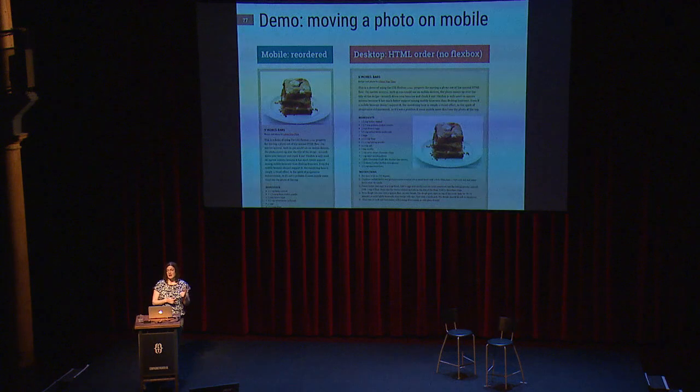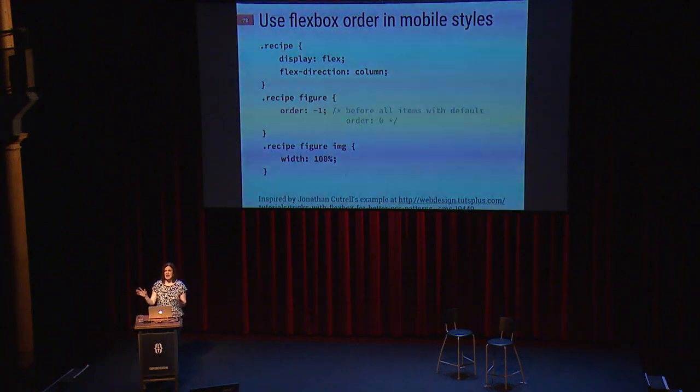So on this recipe, I could use the Flexbox order property to move the photo from its HTML position before the ingredients to above the recipe title on mobile only. So in the styles outside any media queries, I set flex direction to column to stack all my major content blocks in a single column. And then I set the order value of the image to -1. All the other flex items inside the recipe container have the default order value of 0. -1 is smaller, so the image will come first. It will move up to the top of the stack.